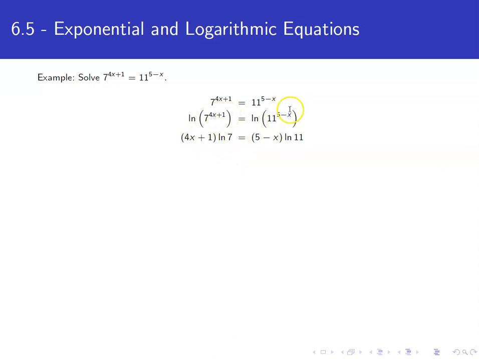We can take that 5 minus x and put it down in front of the natural log of 11. Now we want to solve for x, so we need to gather our x's on one side. So to do that, first we'll distribute our natural log of 7 on the left-hand side. Distribute your natural log of 11 on the right-hand side. Don't be confused by the fact that we've got natural log of 7 and natural log of 11.